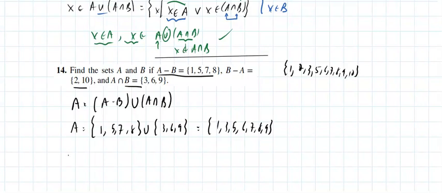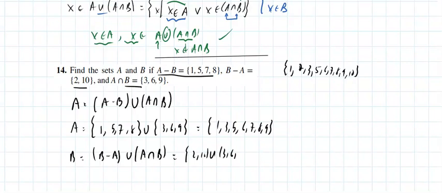If I take B minus A, if I take B, and that is B minus A union with A intersected B, that would be 2, 10 union with 3, 6, and 9. That would be 2, 3, 6, 9, and 10.